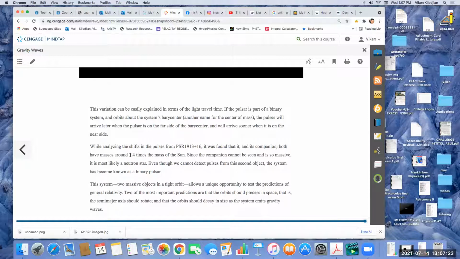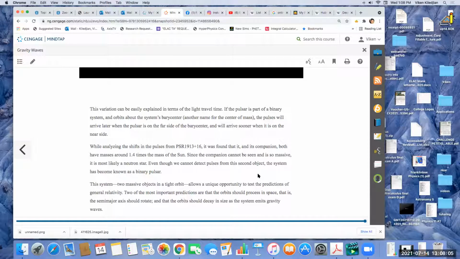its companion both have masses around 1.4 times the mass of the sun. Also, each one individually had a mass around 1.4, which is actually, from what we learned earlier, the least mass that a neutron star can have, which is the heaviest mass that a white dwarf can have. You see that? So individually they are both 1.4 solar masses. Since the companion cannot be seen and is so massive, it is most likely a neutron star. Even though we cannot detect pulses from this second object, the system has become known as a binary pulsar.